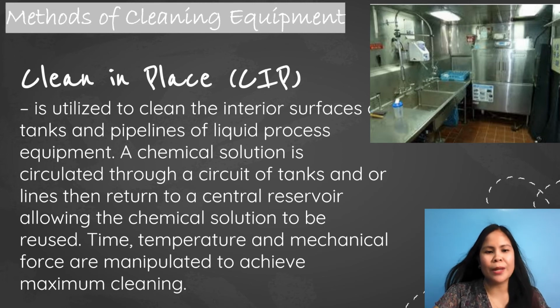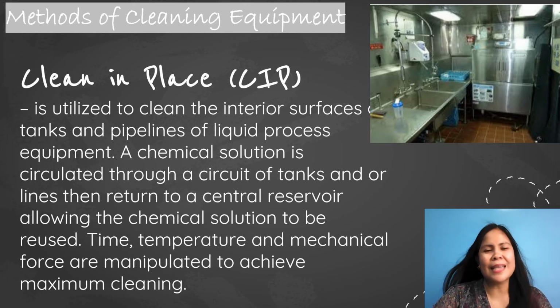Time, temperature, and mechanical force are manipulated to achieve maximum cleaning. Cleaning in place refers to all those mechanical and chemical systems that are necessary to prepare equipment for food processing, either after a processing run that has produced normal or when switching a processing line from one recipe to another. Cleaning in place means that cleaning takes place without dismantling the system.